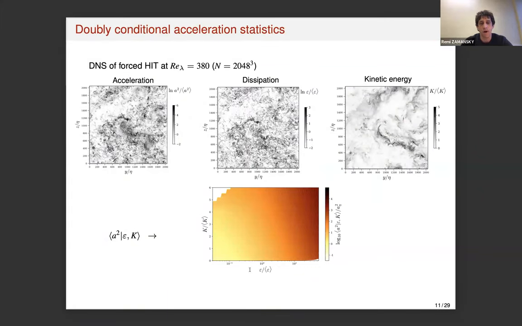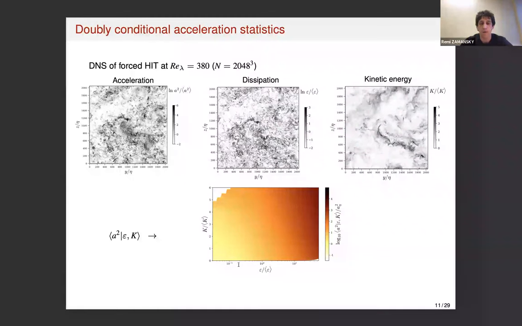And then for that value of epsilon and that value of k, you have computed the conditional acceleration variance. You do that for all the epsilon values and all the k values, and you obtain that kind of map, which gives you the acceleration variance in color, for local values of epsilon and k.